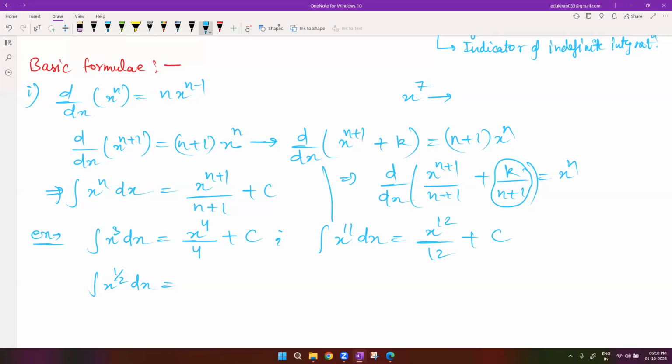Now, what is the integration of root x? We know that root x can be written as x to the power half. But I will write it as root x only. Root x is nothing but x to the power half.